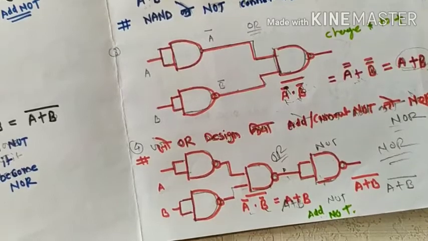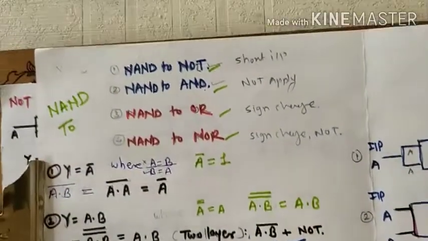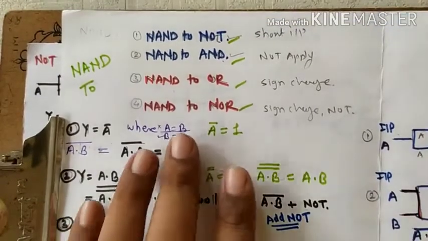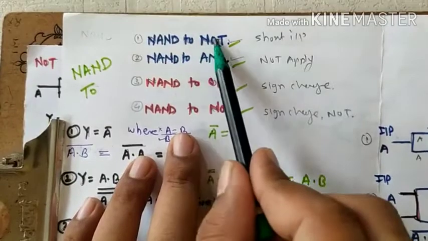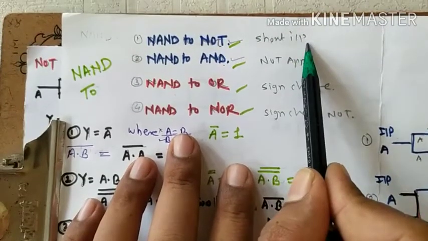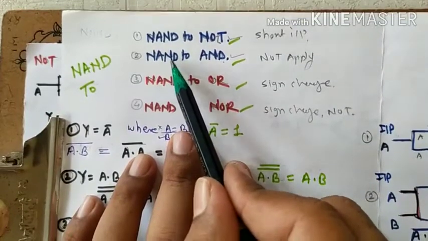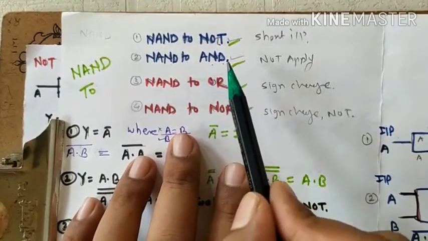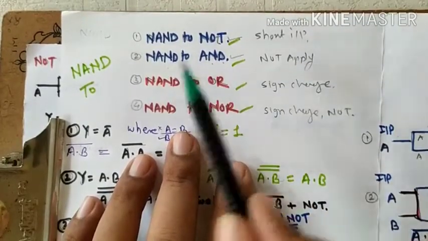Try to understand again. I am just focusing on these 4 headings. When you have to convert NAND gate into NOT gate, you just short these 2 inputs, so it will be a NOT gate. Next, NAND gate to AND gate. It means that you have to implement one NOT gate in front of the NAND gate, so it will be AND gate.